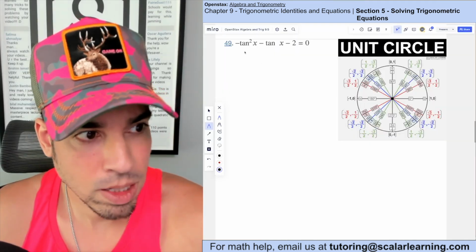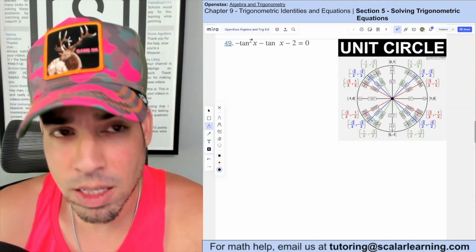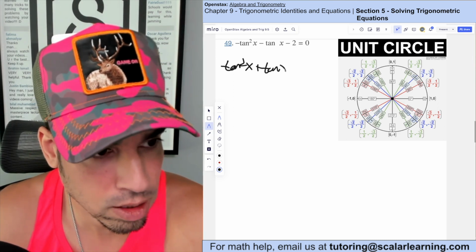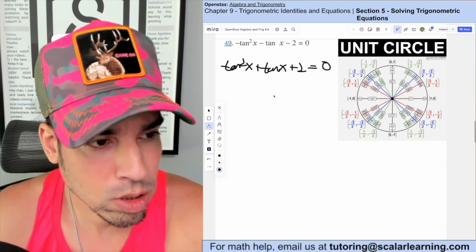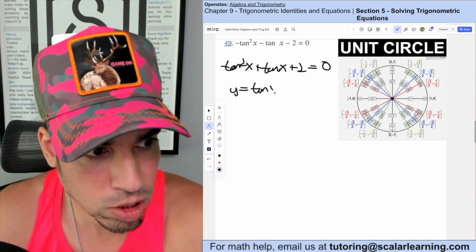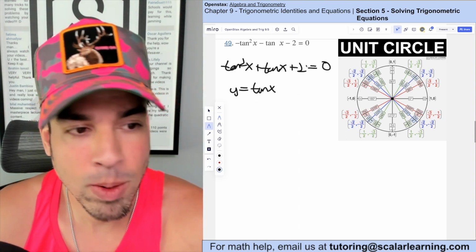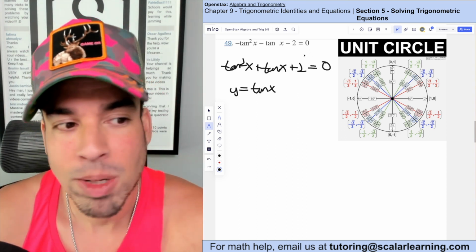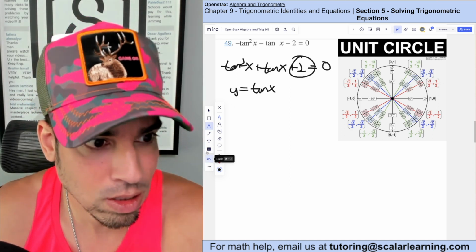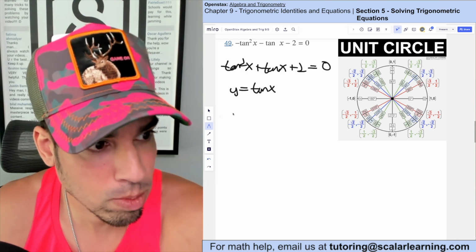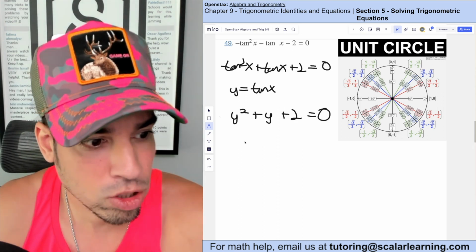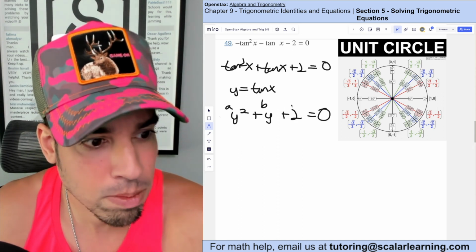For this one, I'm going to start by dividing everything by -1 because I don't want my leading term to be negative. So I'm going to make that tangent squared x plus tangent x plus 2 equals 0. Then I'm going to take the tangent of x and set it equal to y. So we can do a little substitution. And by the way, the first thing you might want to ask is, is this factorable? But it's not, because there's not 2 numbers that multiply to 2 and add to 1. So this doesn't exist. So we know we're going to have to use the quadratic formula. So I'm going to reformat this as y squared plus y plus 2 equals 0. And then let's plug and chug, but this is a, b, and c.